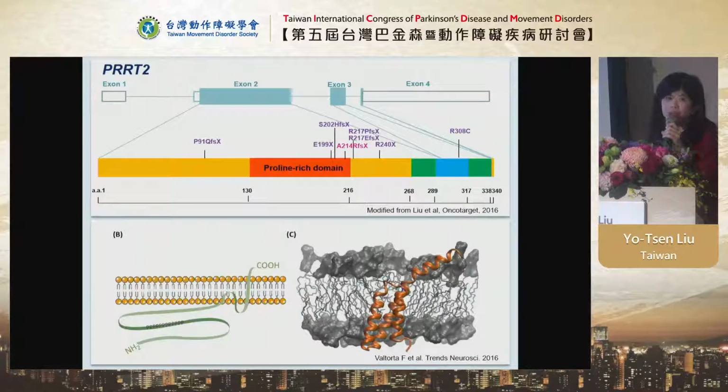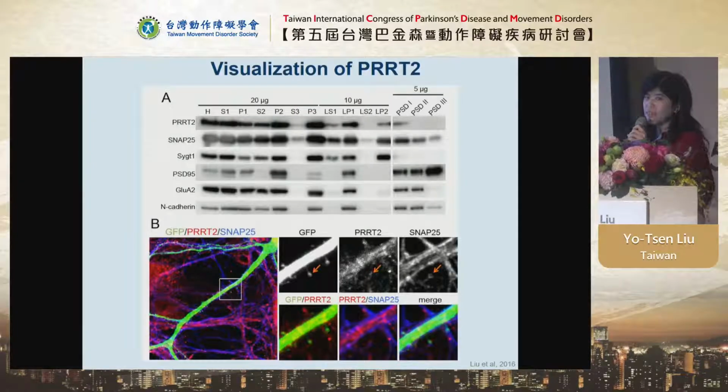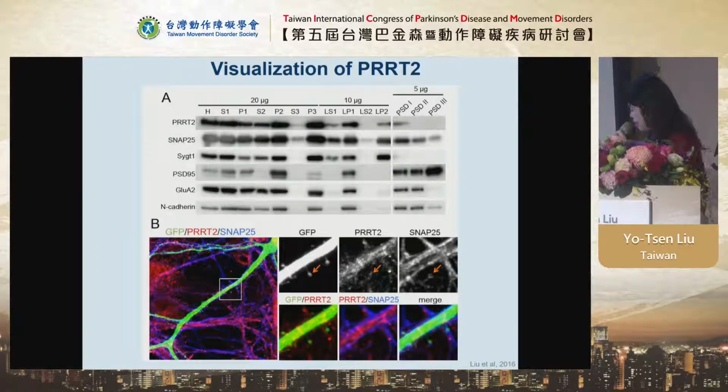But what's the function of PRRT2? Initially, we didn't know yet. We just knew it's expressed on the cell membrane. It's a membrane protein. So we wanted to use the mutations we identified in our patients to study its function.